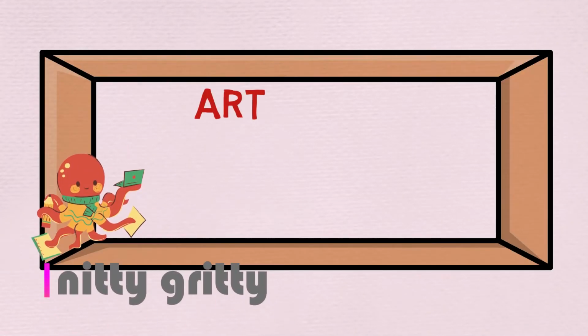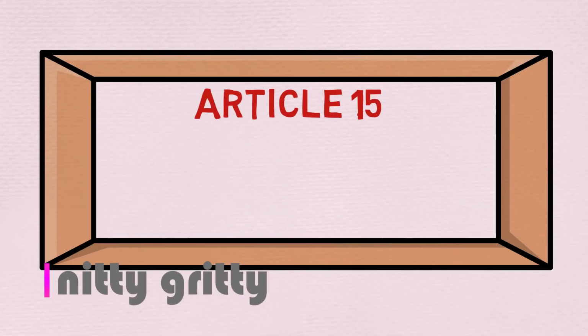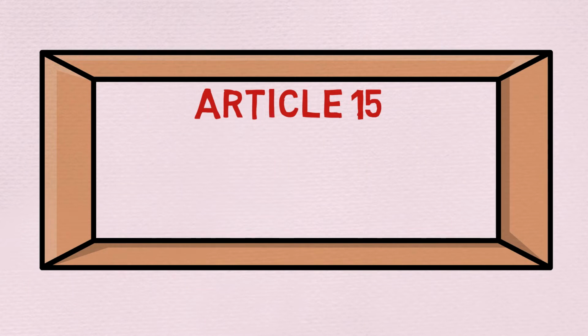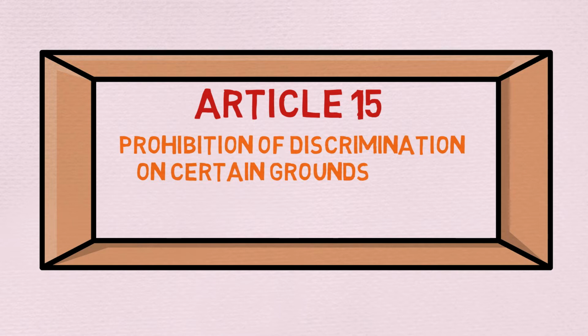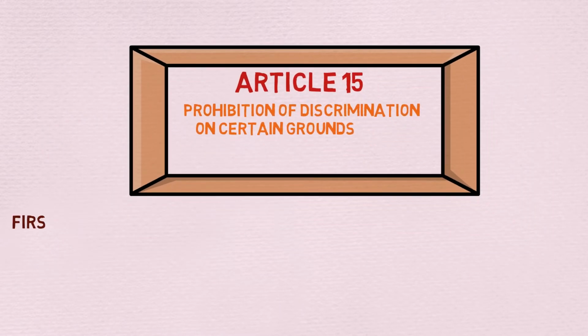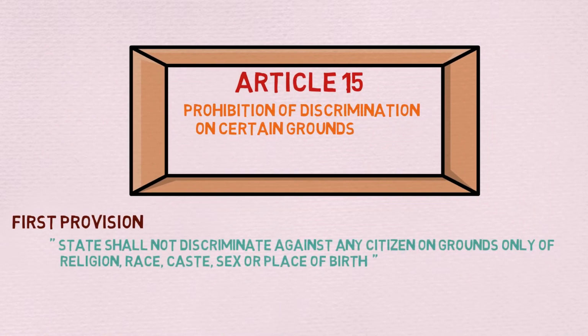Now let's move on to Article 15. This is one of the most important and most controversial articles of our Constitution. Prohibition of discrimination on certain grounds. The first provision of Article 15 provides that the state shall not discriminate against any citizen on grounds only of religion, race, caste, sex, or place of birth.